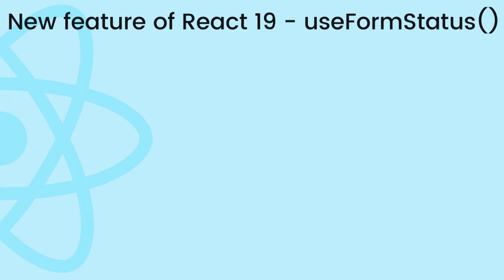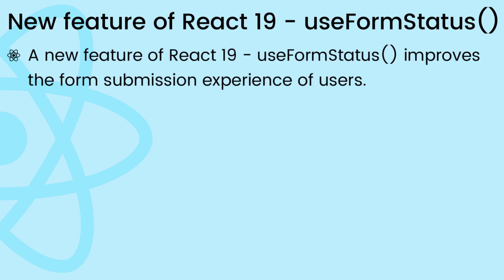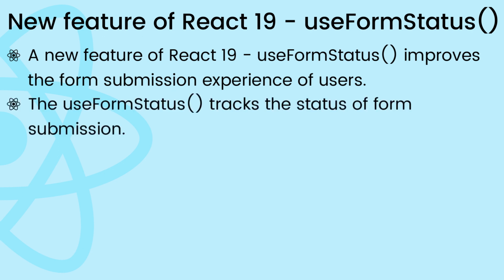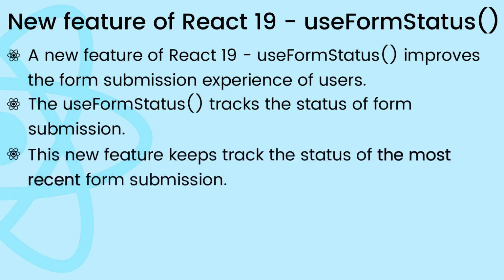The useFormStatus, a new feature from React 19, focuses on enhancing the form submission experience of users. The useFormStatus hook is a very handy tool to track the status of form submission. It will track the status of the most recent form submission within the React application.